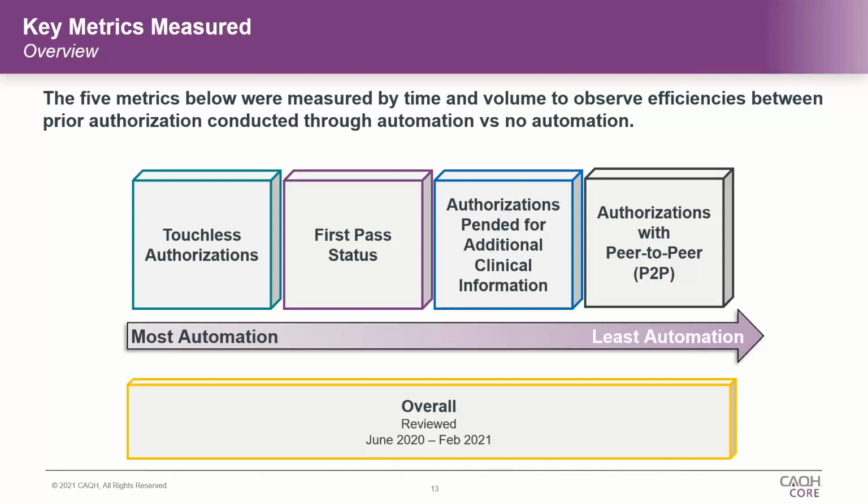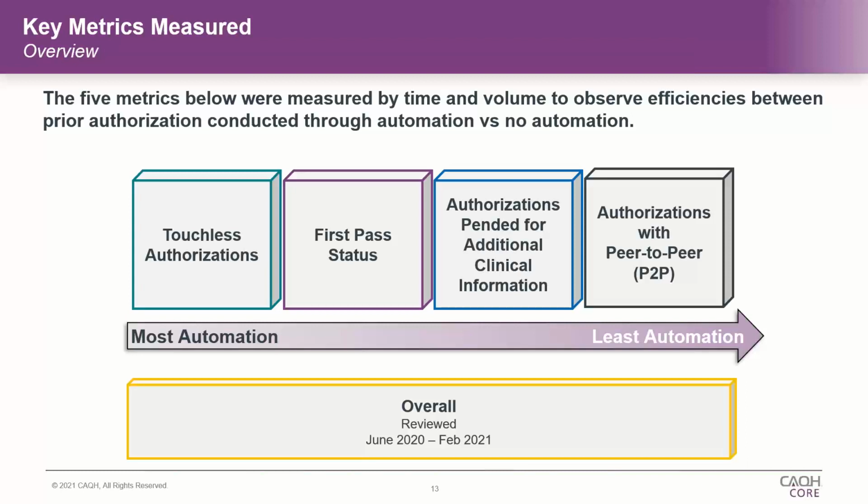First pass status is the second measurement. Again, it's looking at how authorizations were obtained without barriers or delays, peer-to-peer, or the need for additional information after we already interacted with the case once. That's a huge measurement because when you look at the timeline of a prior authorization, it is key in terms of being successful. And then the next two items are looking at the authorizations pending for additional clinical information.